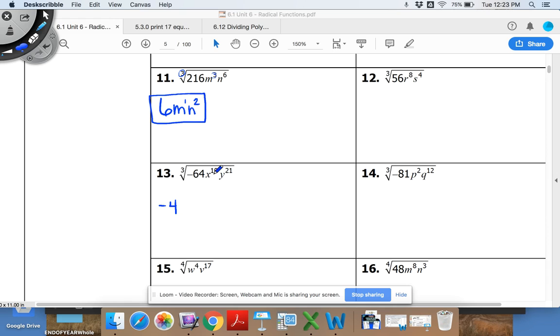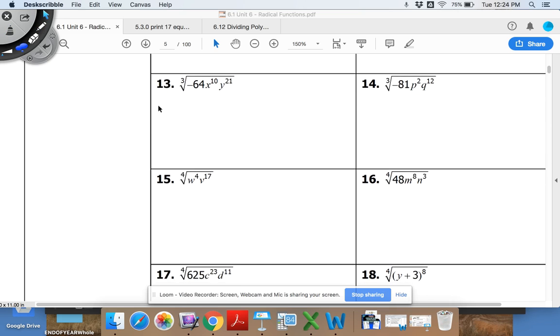Now I'm going to take 10 and divide it by 3. So if I have 10 divided by 3, that would be 3, and we would have a remainder of 1. So I know that x to the 3rd power gets to come out, and I'm going to have x to the 1st power still underneath. Then I have 21, so 21 divided by 3 is 7, so I have y to the 7th with no remainder. So this would be our final answer.